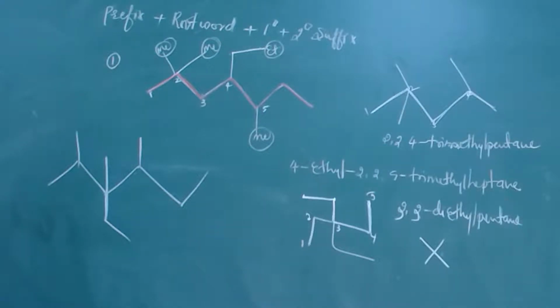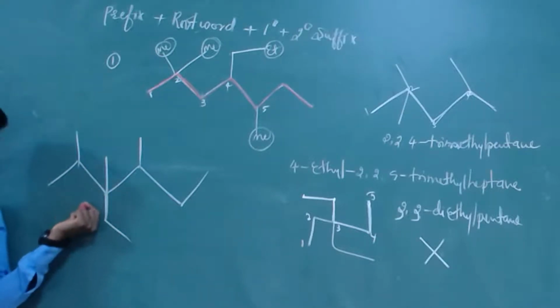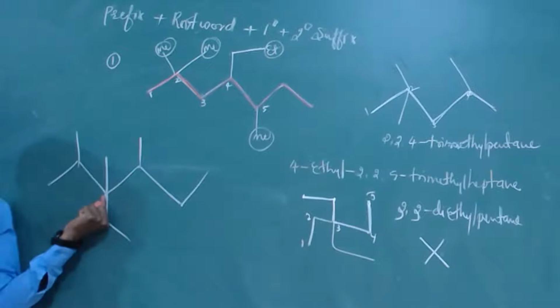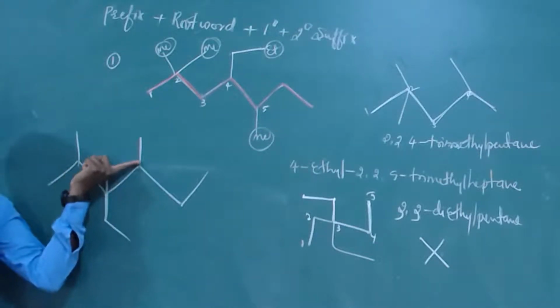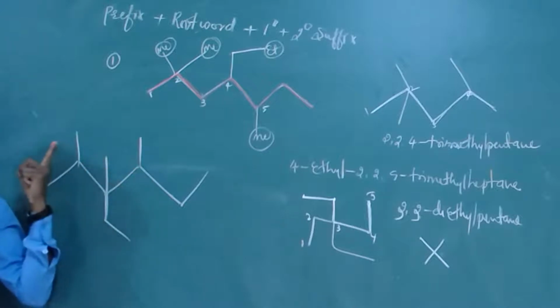What is the name? Why are you laughing? Answer. 3-ethyl, 2, 3, 4-trimethyl.